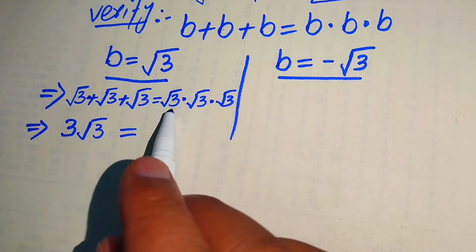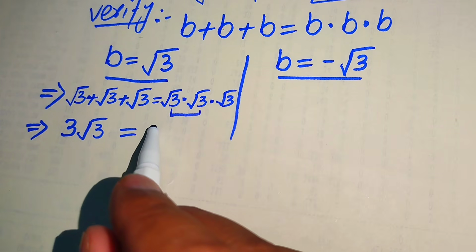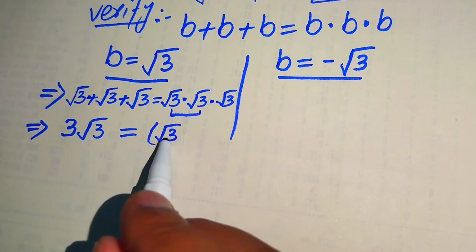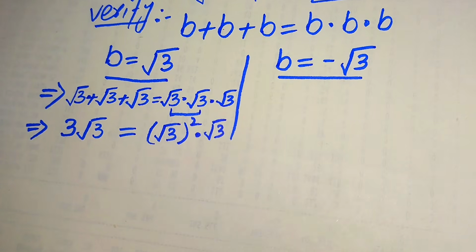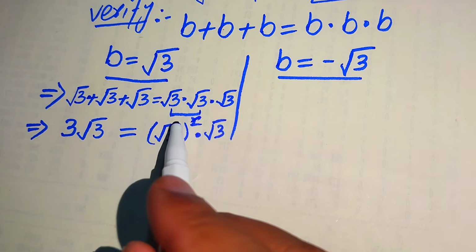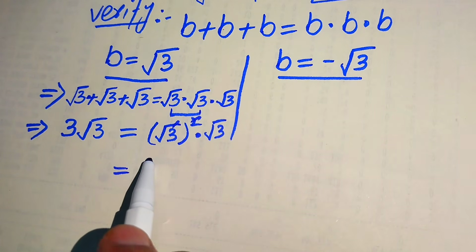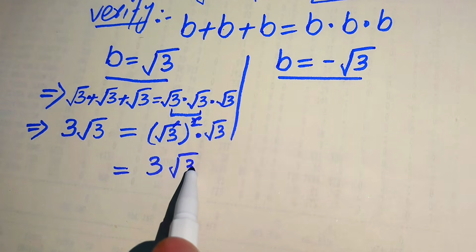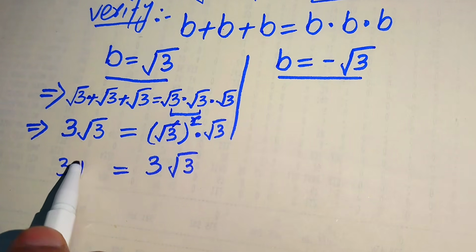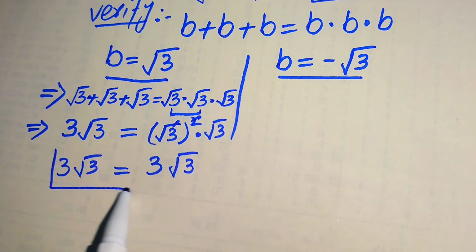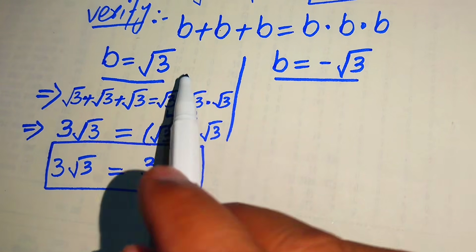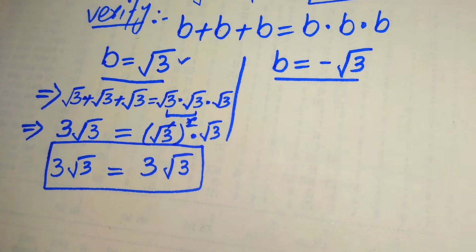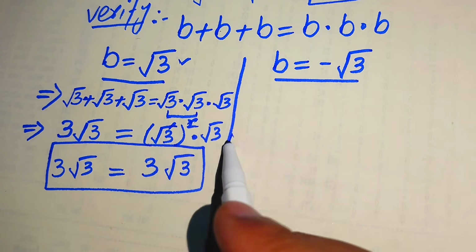And here square root of 3 multiplied by square root of 3 is written as square root of 3 whole squared, and it is multiplied by square root of 3. So this 2 and this square root are gone, and we get 3 times square root of 3. So you see that both sides are equal, and this means that the value b equals square root of 3 satisfies our given question statement.